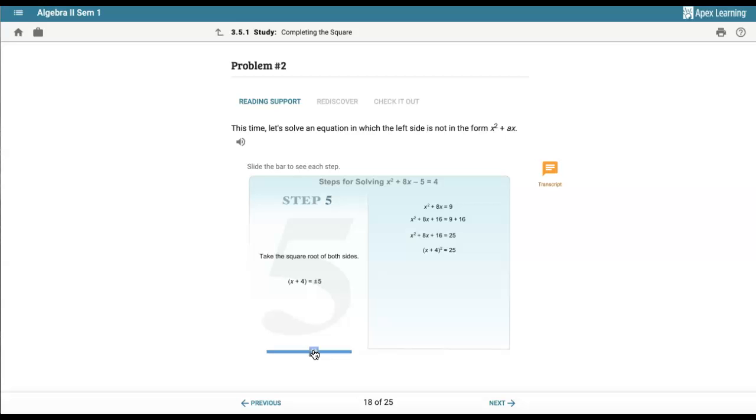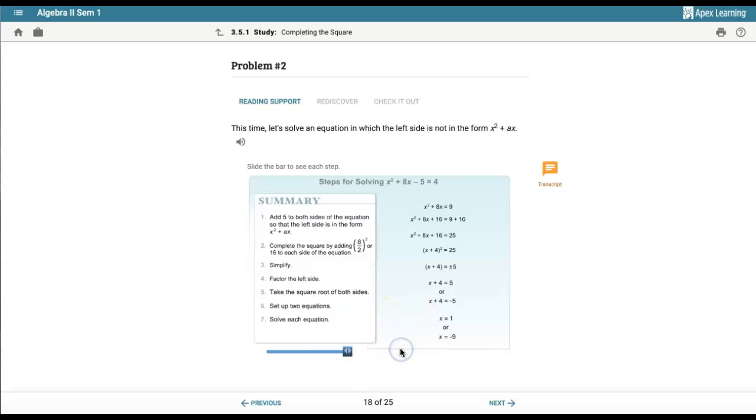All right, now we're going to take the square root of both sides, and the square root of 25 is actually 5, so this makes this even easier. So we've got x plus 4 is equal to plus or minus the square root of 25, which is 5. All right, so we set up our two equations here. X plus 4 equals 5, or x plus 4 equals -5. And then when we solve for both of those, we get x equals 1 or x equals -9.